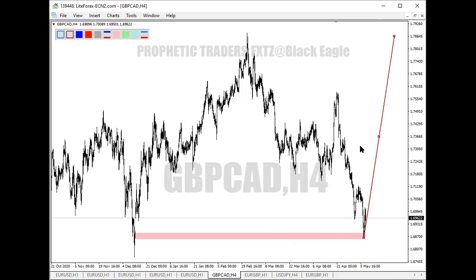This is a liquidity void, so we expect a massive move. So that's all.